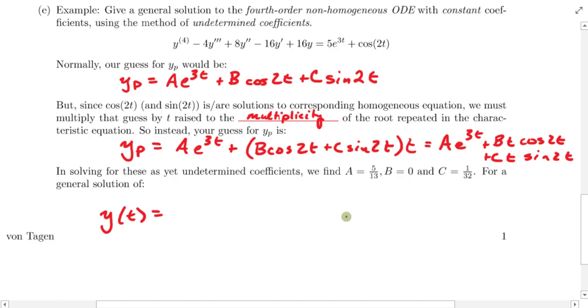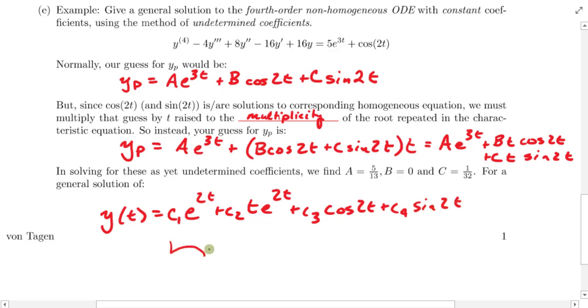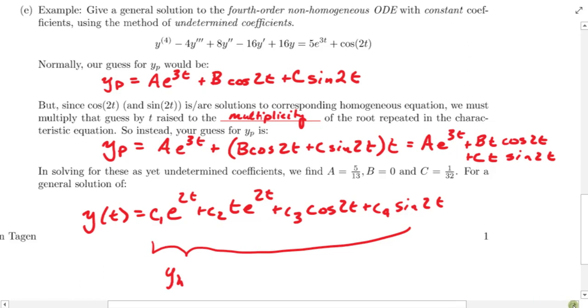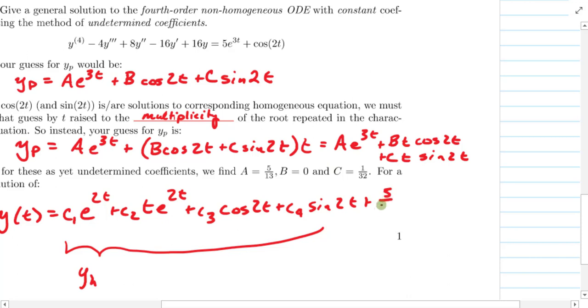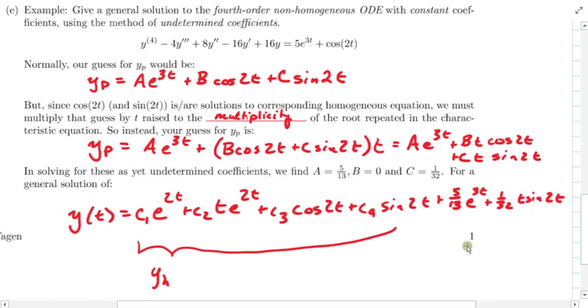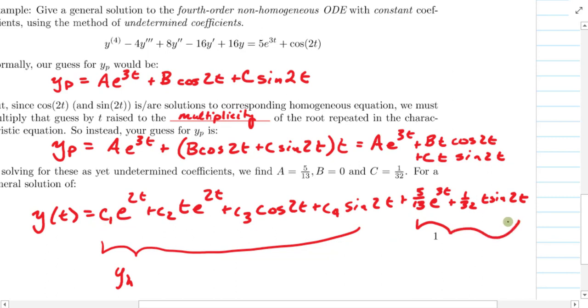Remember, this needs to look like the homogeneous family of solutions. So we're going to take our answer from before, c1 e to the 2t plus c2 te to the 2t plus c3 cosine 2t plus c4 sine 2t. All of that is the homogeneous family of solutions that we gave earlier in this video. And I think I might run out of room here. We said that A would be 5/13, then that's e to the 3t, and then B is 0, so we don't have a term there, and C is 1 over 32, and t sine 2t. And I didn't quite make it. But this part right here is our one particular solution to the non-homogeneous equation.